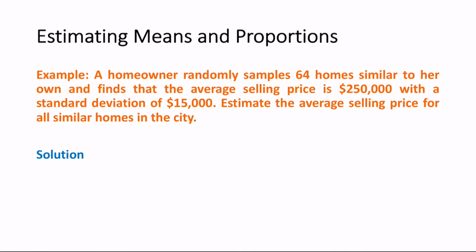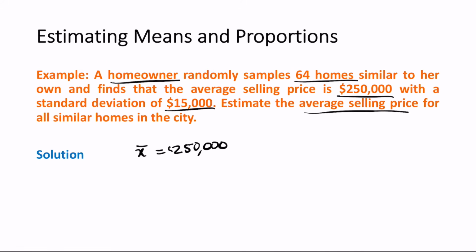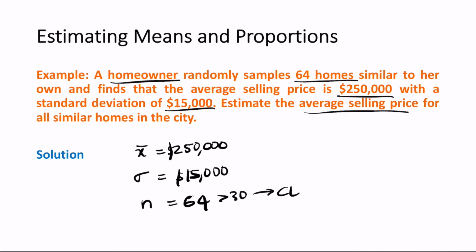So let's take the example that is given here. A homeowner randomly samples 64 homes similar to hers and finds out that the average selling price is 250,000 with a standard deviation of 15,000. Estimate the average selling price for all similar homes in the city. So whenever you see the term estimate, we have to estimate the value itself. So the average selling price X bar is given as $250,000, the standard deviation sigma is $15,000, and n is 64. Remember that 64 is greater than 30, which means that we can use CLT.